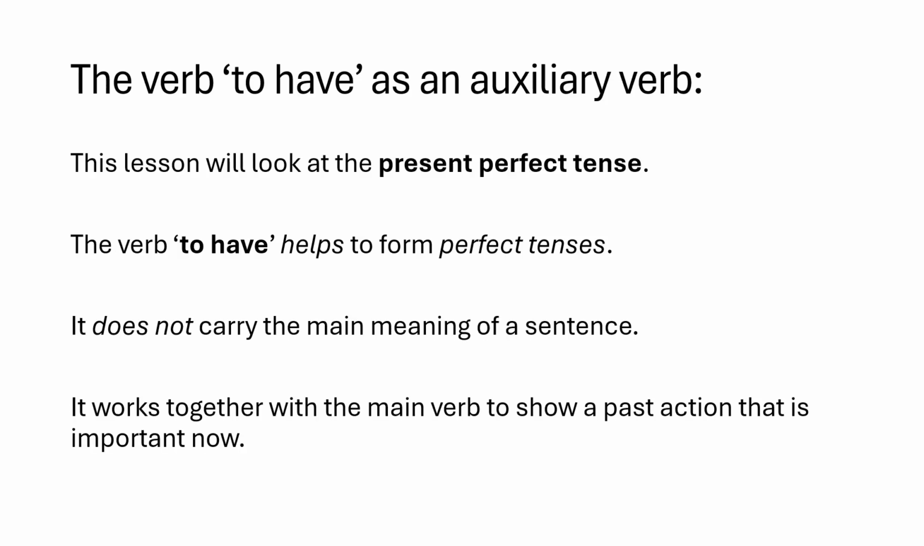This lesson will look at the present perfect tense. The verb to have helps to form perfect tenses. It does not carry the main meaning of a sentence. It works together with the main verb to show a past action that is important now.